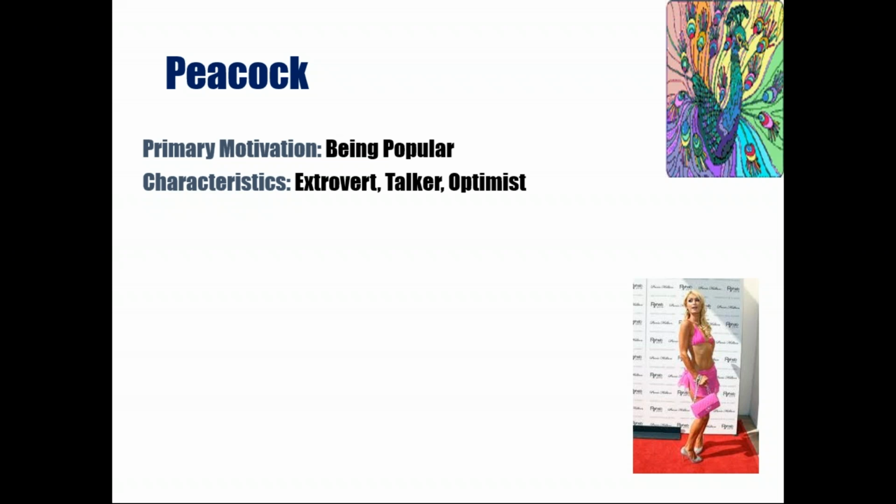So the characteristics of the peacock is they're very outgoing, very extrovert. They're talkers, and the glass is usually half full, not half empty. So they're pretty much optimistic by nature. So in meetings, they'll do a lot of talking. They'll engage in lots of interaction with other people. They'll go out of their way to disclose information about themselves, and they're not particularly private people.